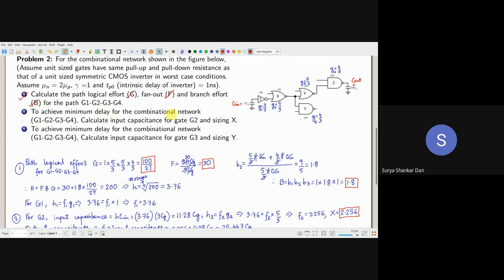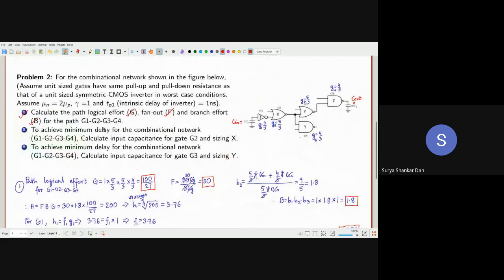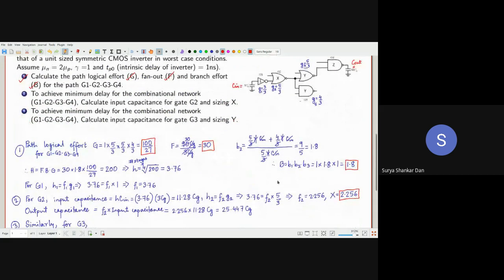To achieve the minimum delay for the combinational network. अभी आया है आपका logical effort का main application to find out the minimum delay as we had done in our previous problem for minimum delay, least delay. ठीक है? Okay, so for that, to achieve the minimum delay for this, again, G1, G2, G3, G4, this particular path.